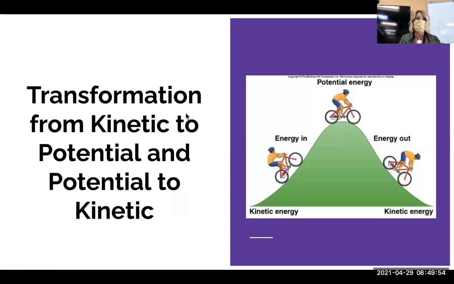All right, so energy that is kinetic and potential is sort of transforming from one to the other all the time. So as the bicycle goes up the hill, it's gaining potential energy because it's getting higher and higher. And as it goes down the hill, it's losing potential energy, but it's gaining kinetic energy because it's going faster, faster, faster as it goes down the hill. So energy can be transforming from potential to kinetic all the time, back and forth.